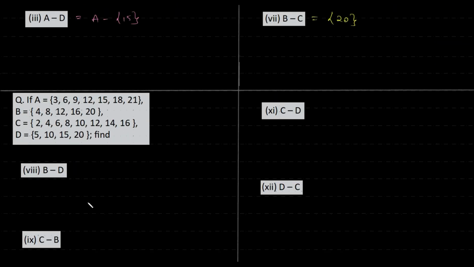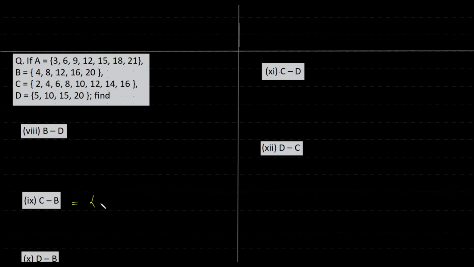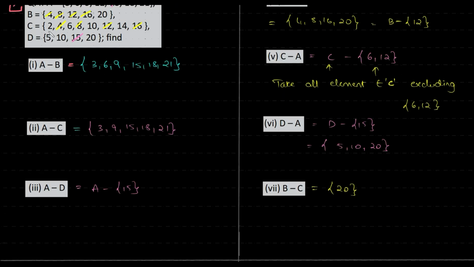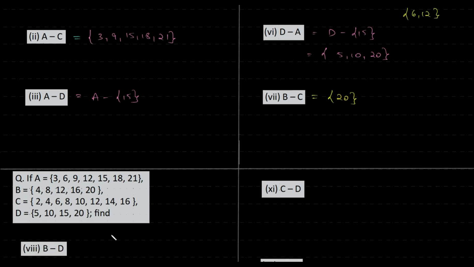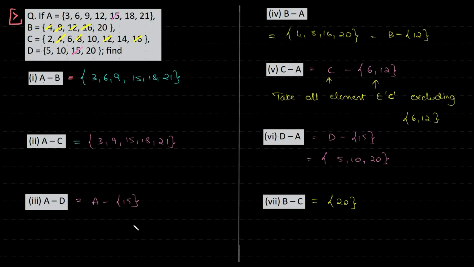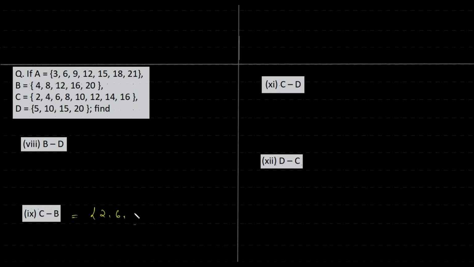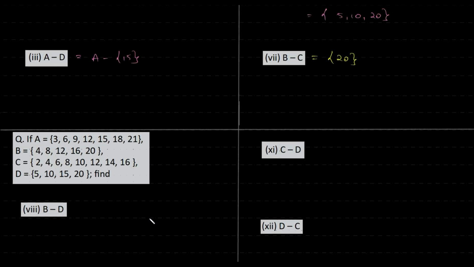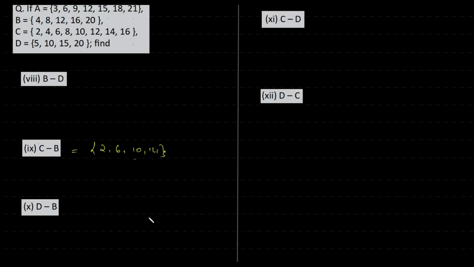So let me look into C minus B. So C minus B, what can I tell? Other than, there are a lot of elements actually. So let me just go with 2, 10, 14. Sorry. No, 2, 6, 10, 14. Right? Is that correct? 2, 6, 10, 14. Okay. See, it's done. It's quite simple, is it not? So once I work with B and D, I can also work with D minus B, which is also present over here.